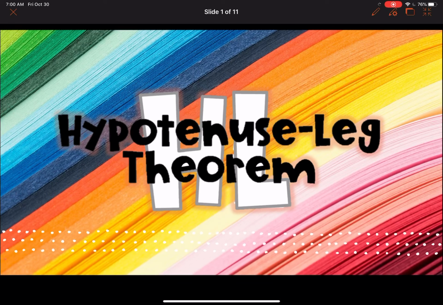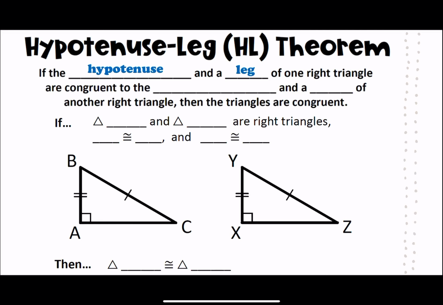Hey everybody, so we're going to be talking about the hypotenuse leg theorem. This is the last of our postulates and theorems that we can use to prove right triangles congruent. And this one is the one where you can prove side-side-angle as congruent, and that's only because we're working with right triangles. So remember, it's the hypotenuse and the leg of one right triangle.